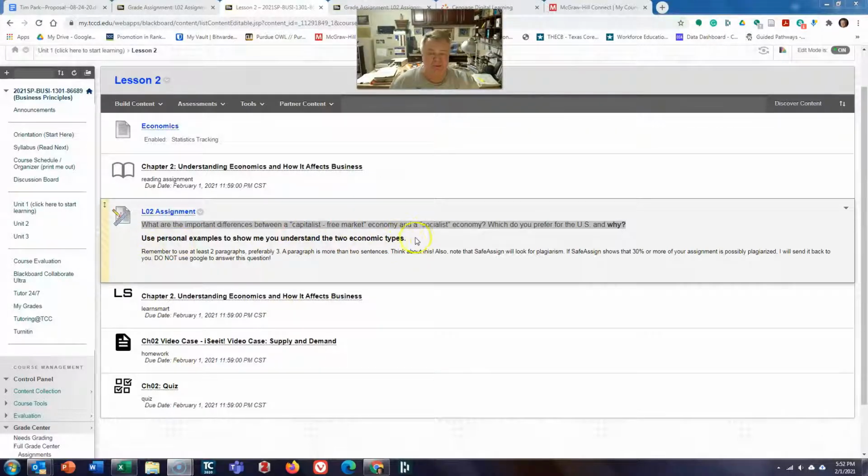Also, using personal examples like a free market economy, and you can go back and look at the text and bullet point those things that make up a free market economy. That's fine. I just don't want you to copy a whole paragraph and throw it into your answer. I don't want you to copy anything other than maybe bullet points that show that you understand the delta between free market and socialist.